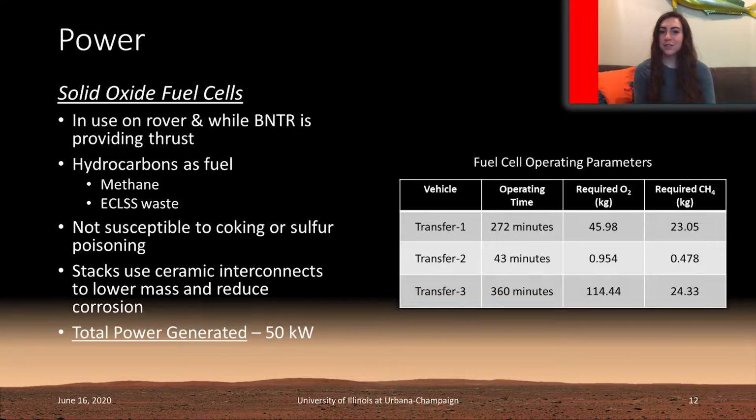While the nuclear reactors are providing thrust, solid oxide fuel cells would be used to produce power. They're also the main power system on the rover. Fuel cells were chosen for their reliability in deep space as well as on the Martian surface. Solid oxide fuel cells, which are being developed at NASA's Glenn Research Center, are unique from other types of fuel cells in that they use hydrocarbons as fuel. This allows us to use methane as well as ECLSS waste to generate power. They're also not susceptible to the coking or sulfur poisoning that plagues PEM fuel cells and have 5 times higher specific power density. Our cell stacks use ceramic interconnects to minimize mass as well as avoid oxidation and corrosion.